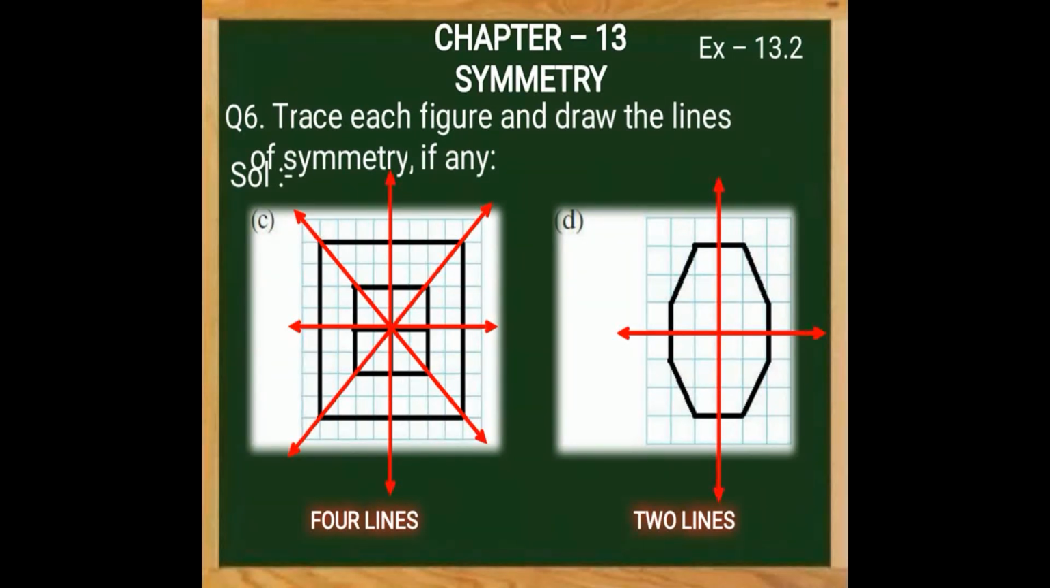If it is not a regular shape, but if it's a regular shape, it would have as many lines of symmetry as the number of sides that shape has.